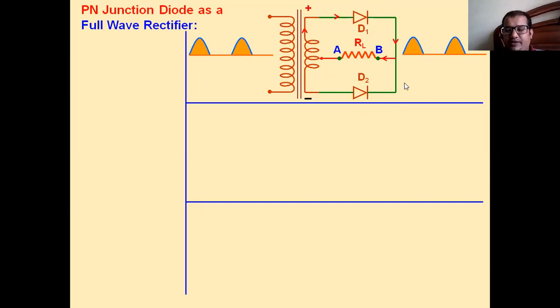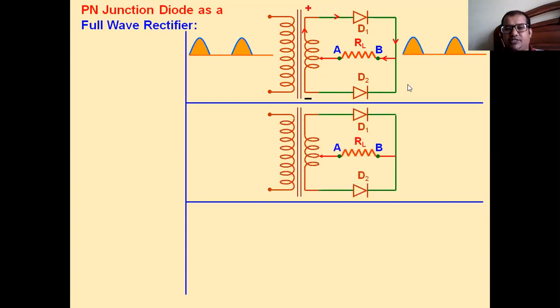Now, after a certain time period, the polarity of the AC input changes. So, let us suppose this point becomes negative potential with respect to this point. So now this is a negative potential, whereas this point is a positive potential. Now, the diode D1 will be reverse biased as the P region is connected to the negative terminal, whereas the diode D2 will be forward biased as the P region is connected to the positive terminal.